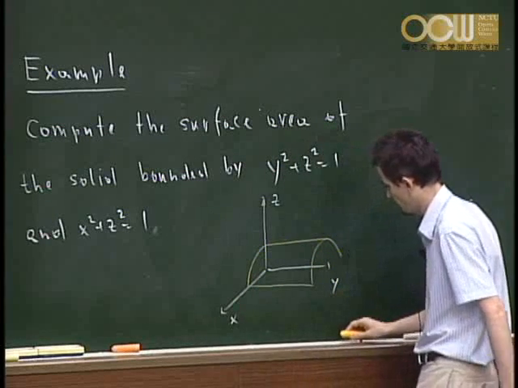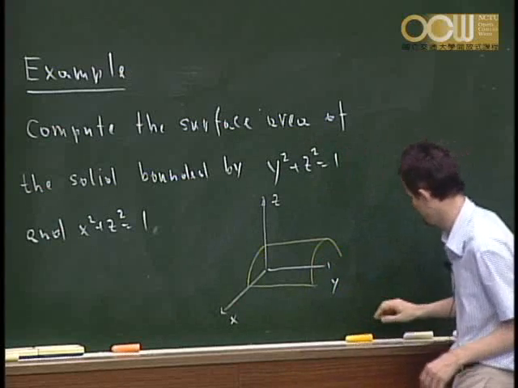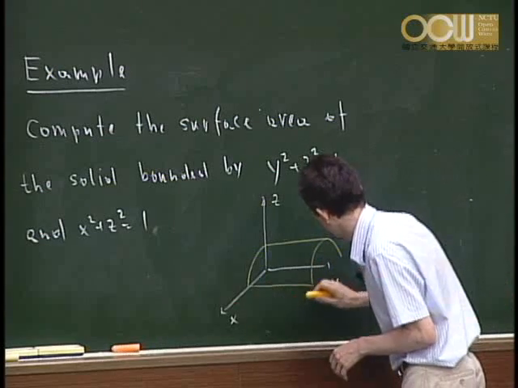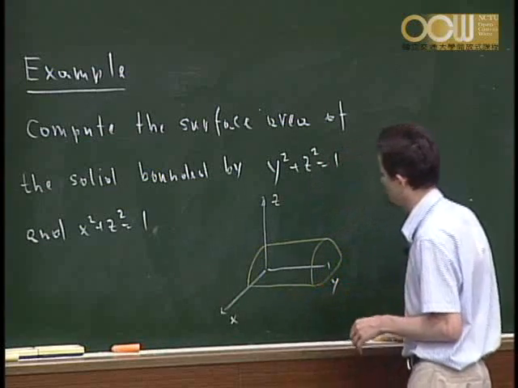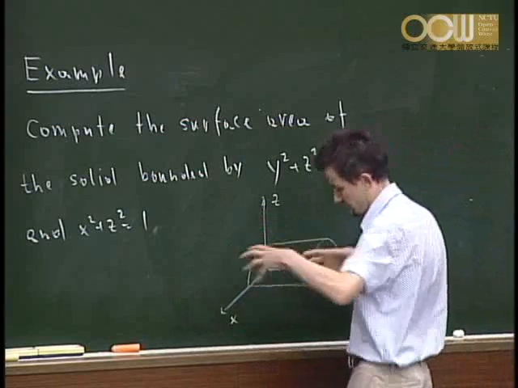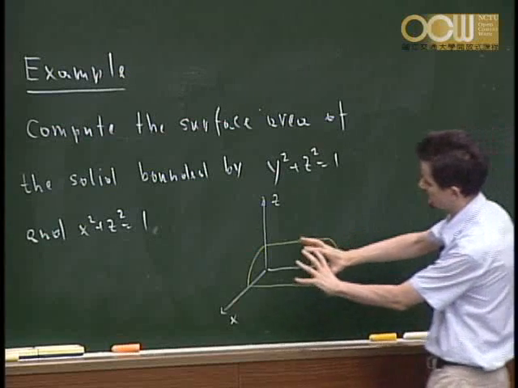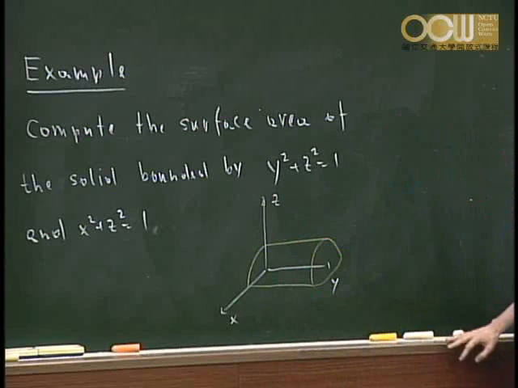Actually, it's just one part of it. So you have one cylinder like this here, and you have the other one, which is like this here, and they meet in some solid. This solid is not easy to depict. It's complicated to draw, and you should find the surface area of this solid.